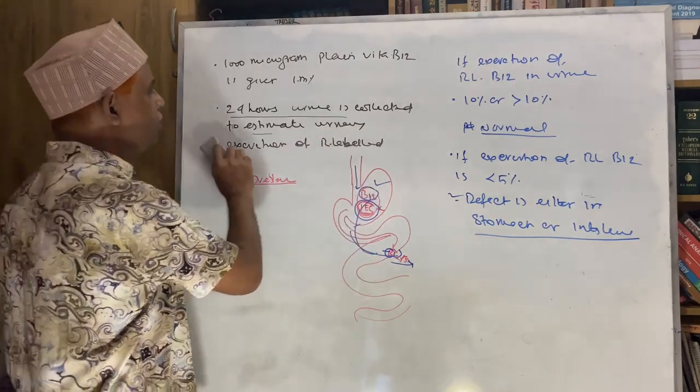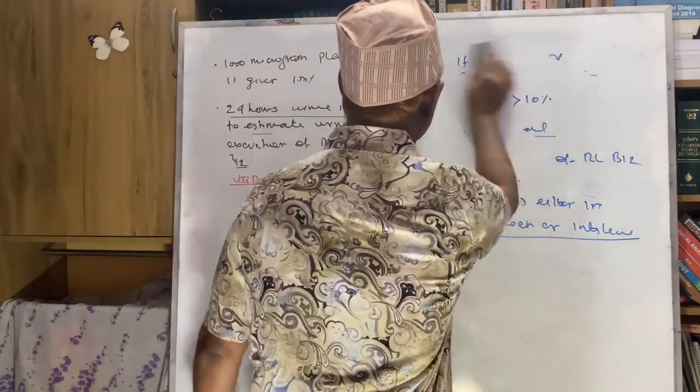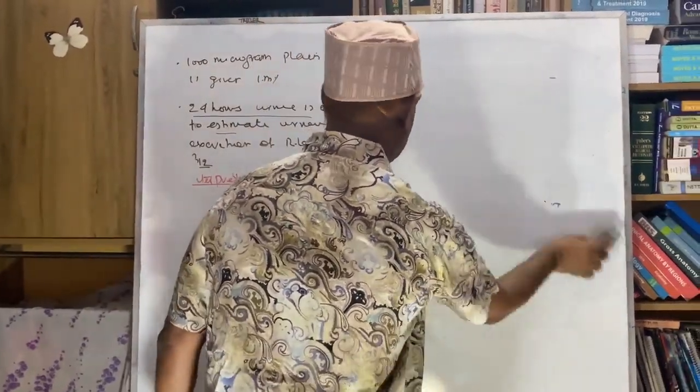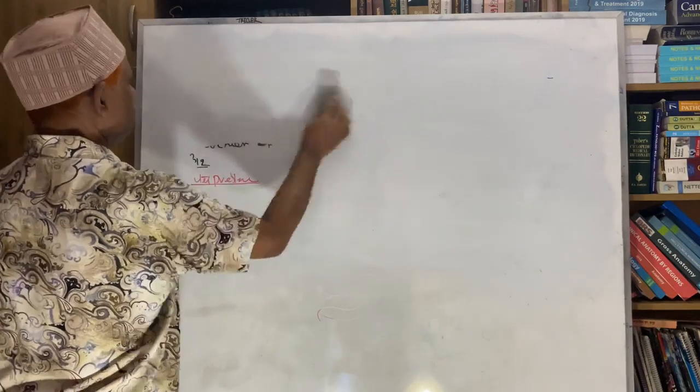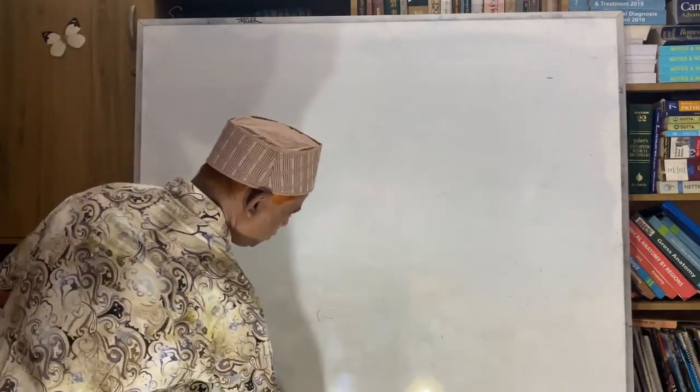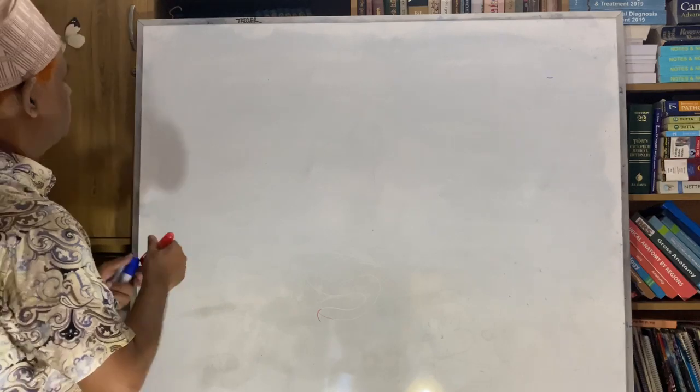Then to know where the defect is, we have to do the second phase. Now come to the second phase. If excretion is less than 5%, we have to go for the second phase.